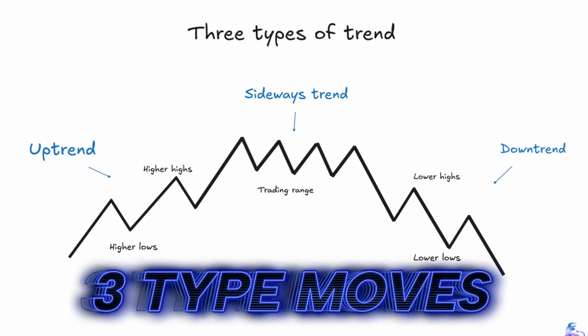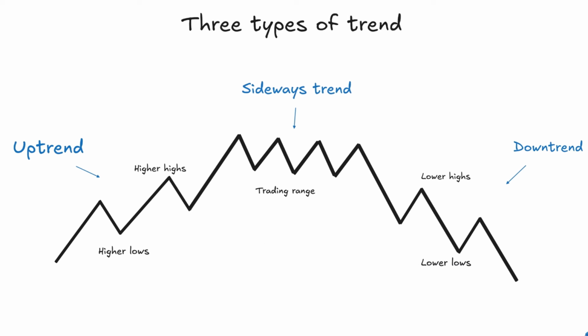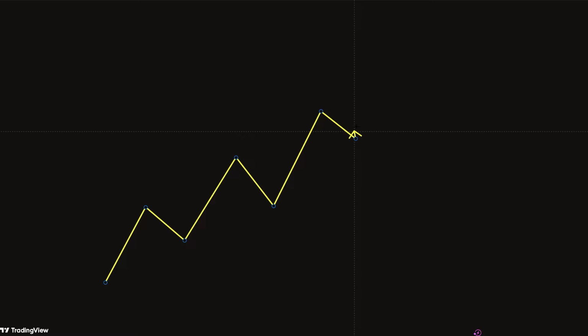The market only moves in three ways: up, down, or sideways. They are called an uptrend, a downtrend, and a range. So let's start with uptrends. Price doesn't move in a straight line. It goes up, pauses, then goes up again. Each peak is higher than the last, and each small dip stays above the previous one.